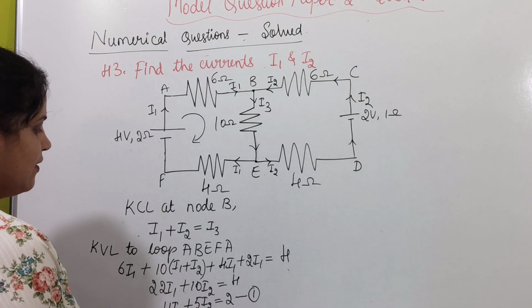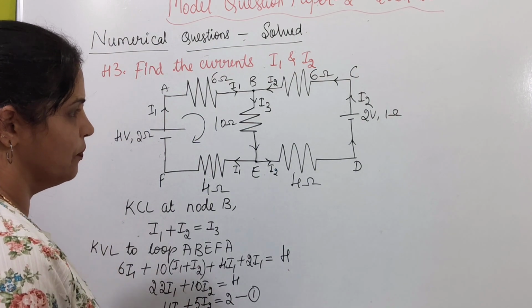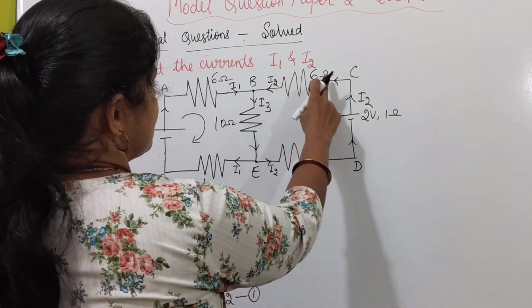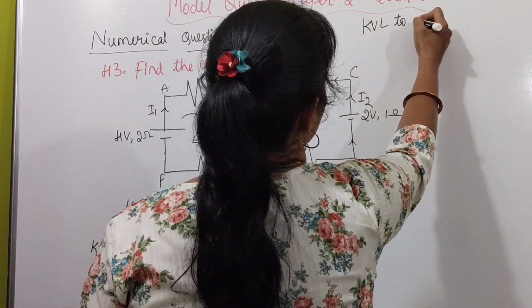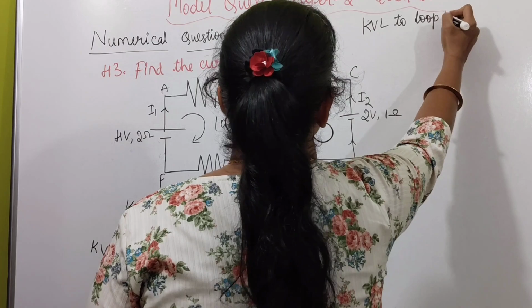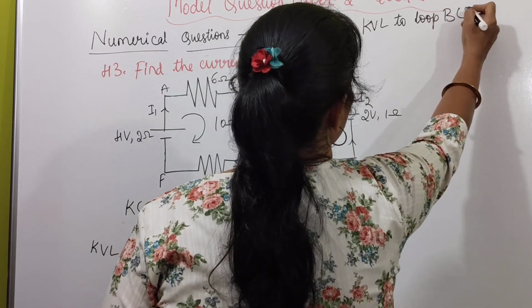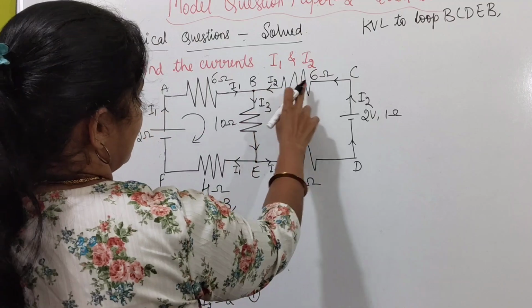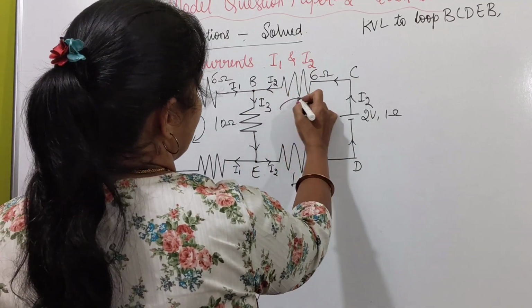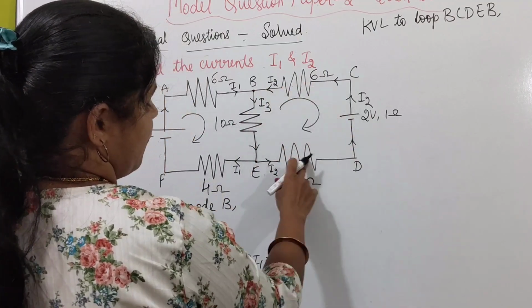So the equation is 11 I1 plus 5 I2 is 2. Now let us apply KVL to the second loop. Applying KVL to the loop B to C, C to D, D to E, E to B. Check the currents. So we are moving in this direction, clockwise.